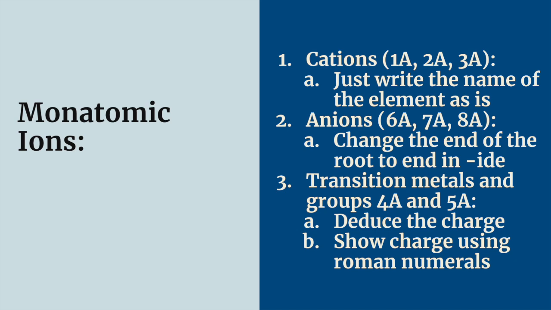Monatomic ions are written like this. So the cations, you just write out the name of the element as is. So Na1+ would just be sodium. And then anions, you change the end of the root to end in "ide." So for example, chlorine, Cl as an ion would be Cl1-, and then you would just change chlorine to be chloride. So you add the "ide."